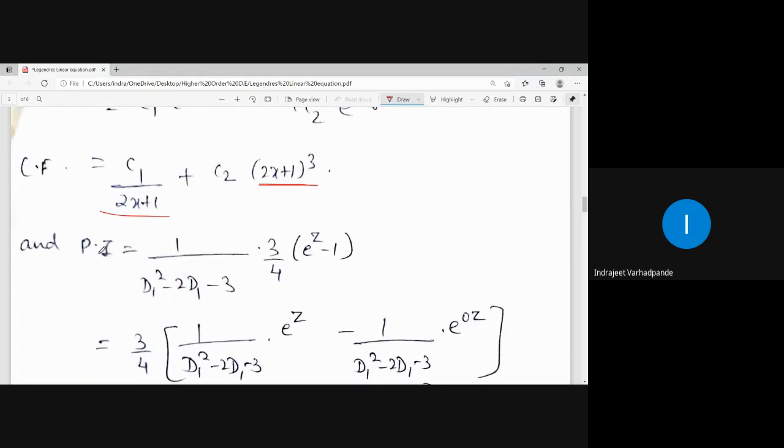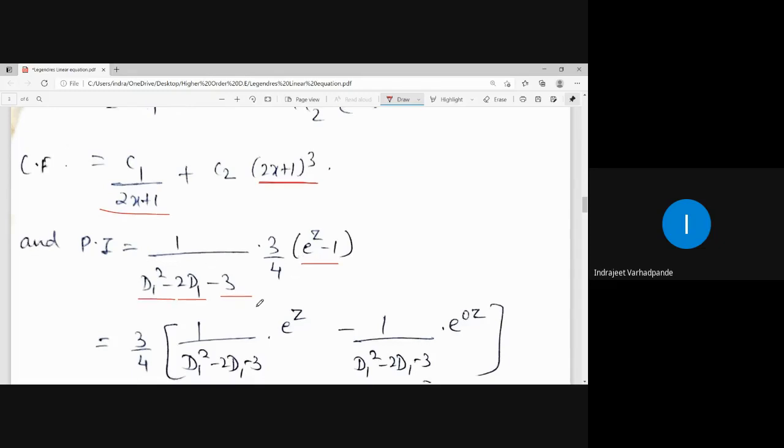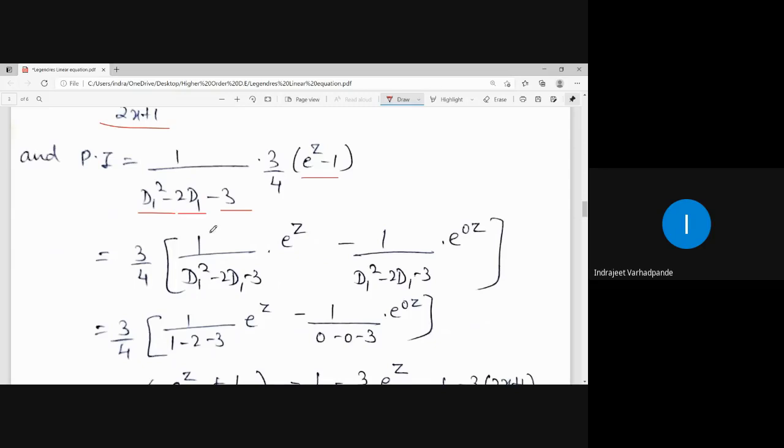For particular integral, PI is equal to 1 upon D1 square minus 2D1 minus 3 operated on 3 by 4 e to the power z minus 1. 3 by 4 is taken outside. Take this independently: 1 upon D1 square minus 2D1 minus 3 into e to the power z, minus 1 upon D1 square minus 2D1 minus 3 operated on e to the power 0z.